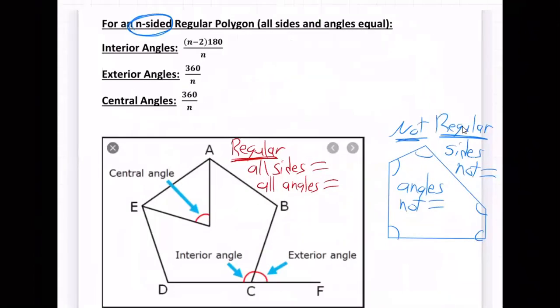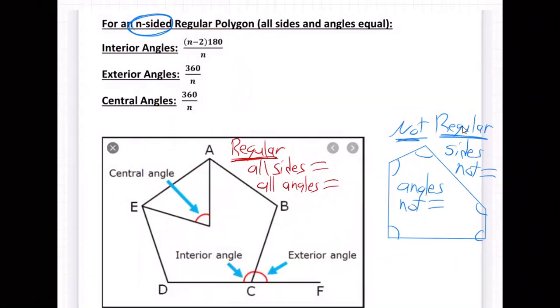First off, what's an interior angle? Notice interior angles are inside. These are the interior angles. Exterior are outside of the polygon. And central, if this is the center, it's right there. So those are the three kinds of angles we have formulas for. Central angle right in the center, interior angle right here, and then exterior angle right there.